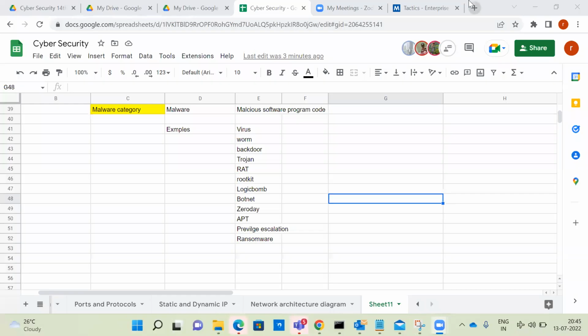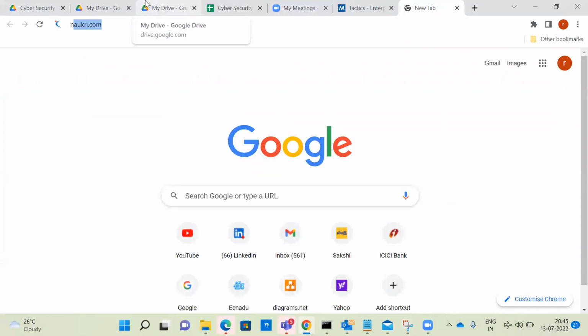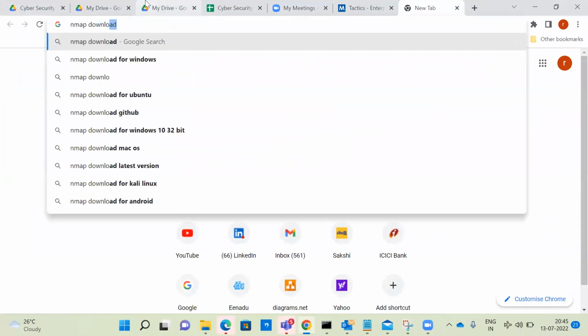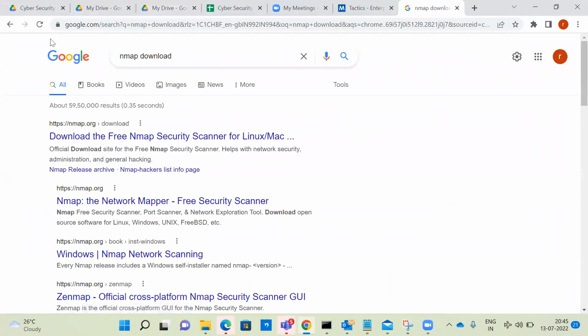Okay, please go to the Nmap tool, nmap.org. Go to Google, I will show you. Type Nmap download. Whenever you want to download something, being security persons now, please go to genuine websites. Please don't go to Trojan websites, fake websites. Now you can go and see.